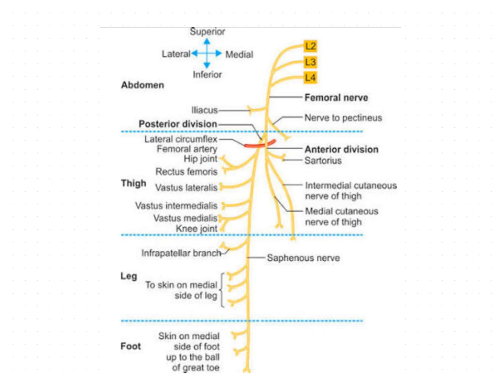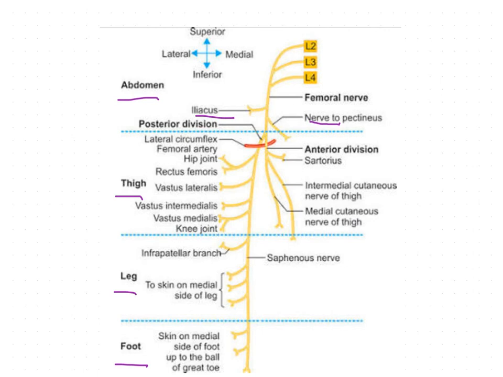What are the branches given in the abdomen, thigh, leg and foot? In the abdomen, it gives branches to the iliacus muscle, and it gives a branch to the pectineus muscle, which passes behind the femoral sheath to reach this muscle. So in the abdomen, these are the two branches given by the femoral nerve.